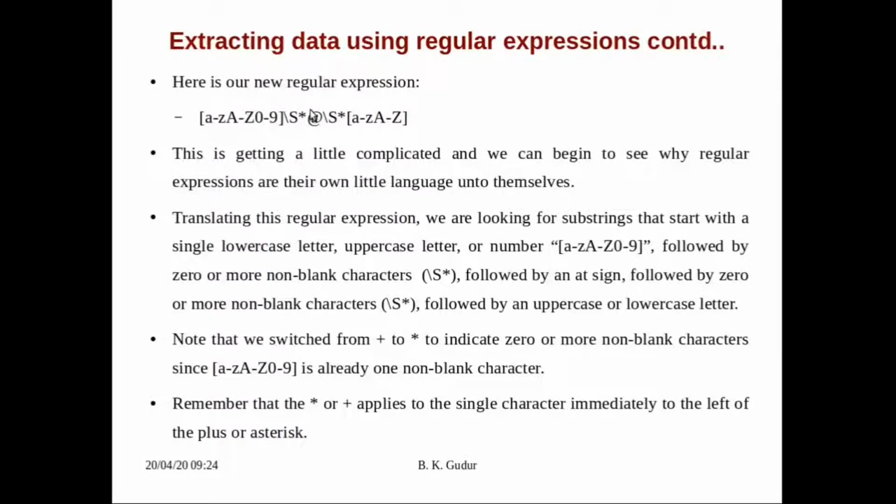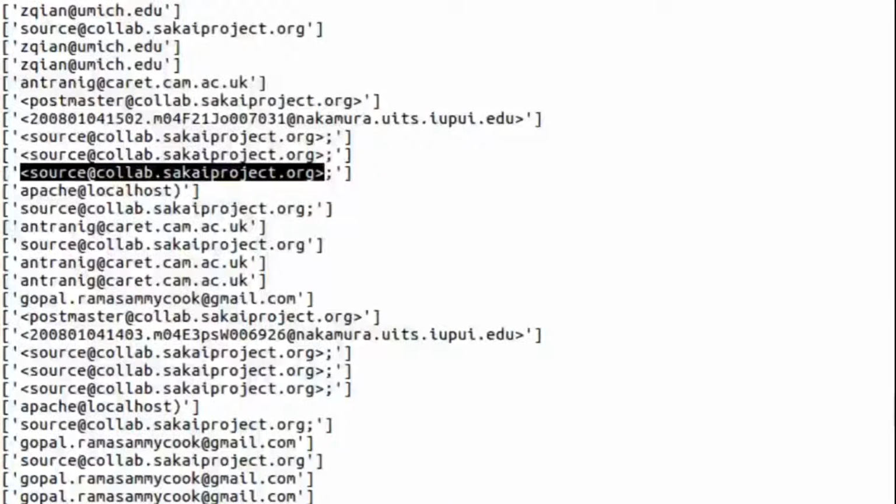And here you see, instead of plus we have used star, because one character is already matched within this bracket, and \S star indicates 0 or more characters later, and then the at sign will be there. As usual, 0 or more characters, but at the end there should be a to z or A to Z, meaning there should be only a letter, not even a digit. So we'll change the same program that we had written earlier.